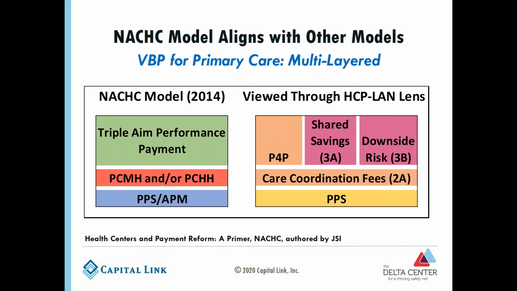So if you look at the NAC model, looking at other models, the value-based payment in primary care, the NAC in 2014, AAA performance, PCMH, and prospective payment systems. Looking at it through another lens, you have the initial payments, care coordination fees, and then pay for performance, shared savings, and downside risk. So these are the two models. The NAC model, which a lot of us still work with, and we're transitioning to this new model viewed through a different lens. Next, please, Chloe.